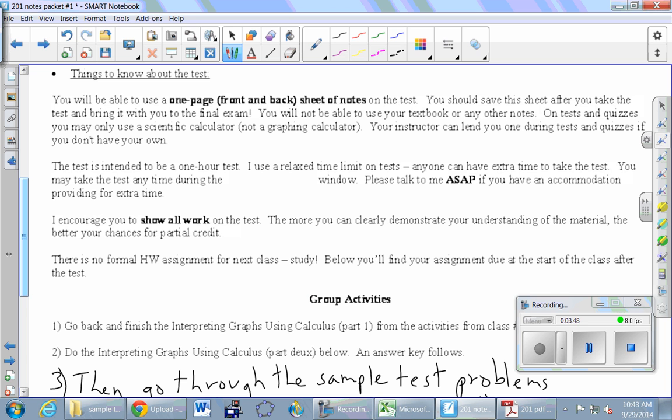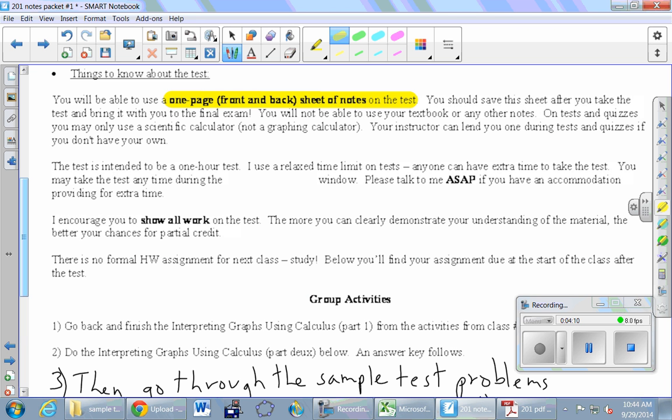You will be able to use a one-page front and back sheet of notes on the test. I'll say it again. You're going to make your own cheat sheet and bring it in and have it with you during the entire test. I encourage you to save that sheet after you take the test. Some people just throw it in the recycle bin, but you're going to be able to use it on the final exam as well, so hold on to it.